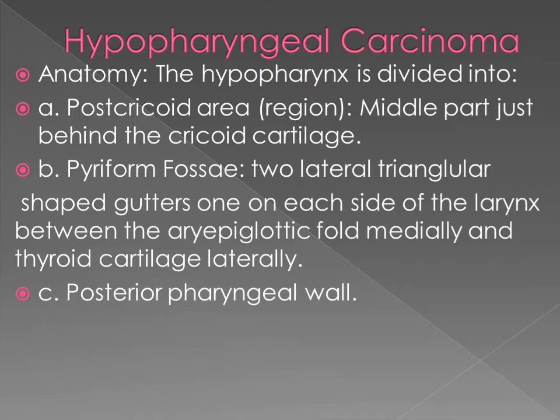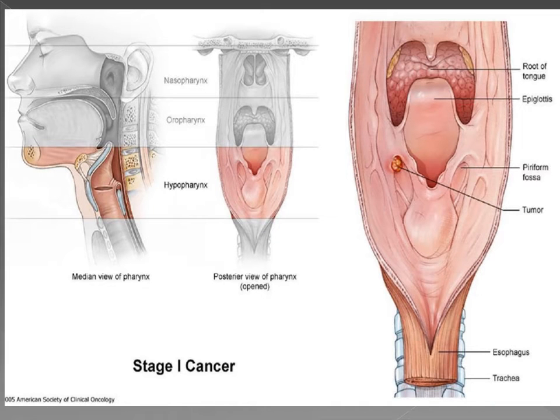Sometimes this might reach the thyroid cartilage laterally and the aryepiglottic fold medially, to end with the posterior pharyngeal wall. This is a diagram of the anatomy of the hypopharynx, showing these areas that might be affected, with the diagram on the right side showing a tumor present at this piriform fossa. As the piriform fossa is a triangular fossa that has an apex, examining this area is quite important.